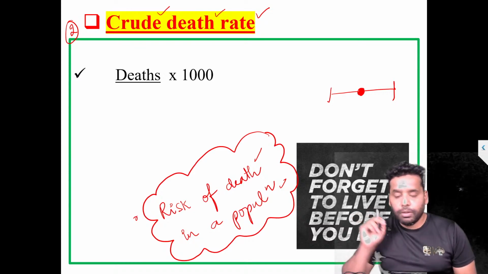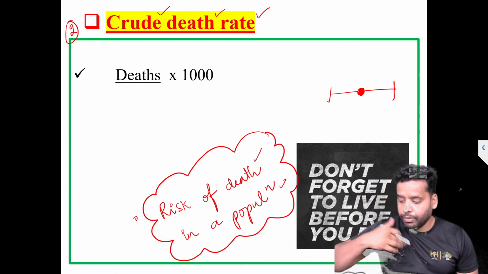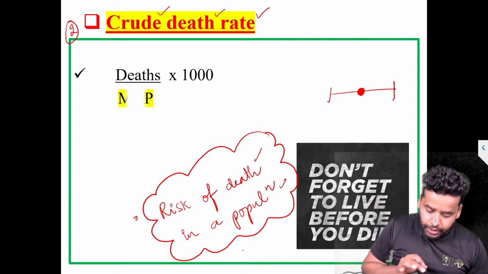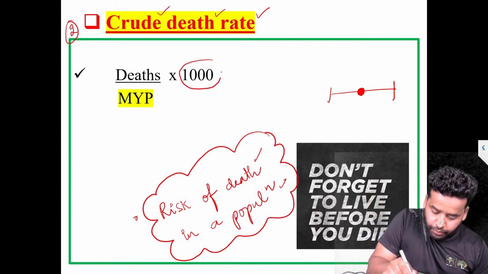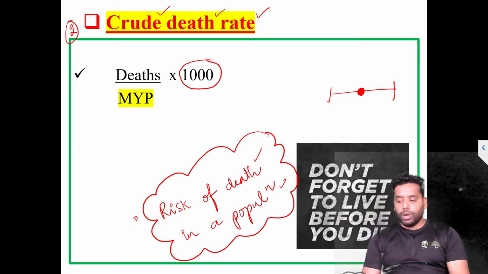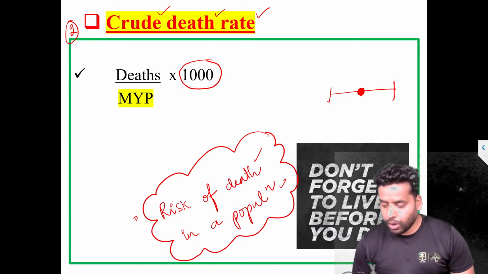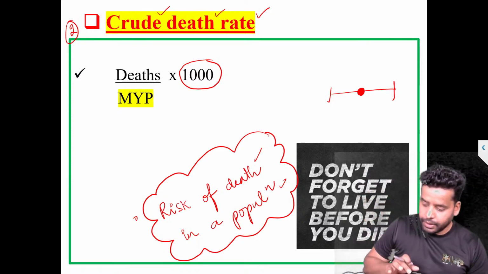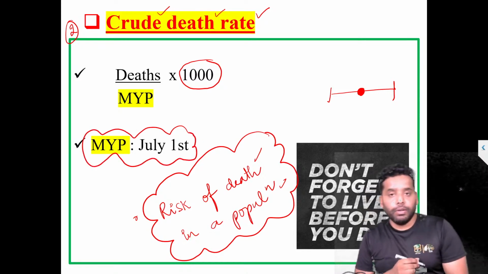Total population or mid-year population? If I am taking deaths during 1 year, what should be the denominator? Mid-year population. Yes, that will be the denominator. Multiply with 1000. On what date do we calculate mid-year population? July 1st. Mid-year population is on July 1st, in between the year.